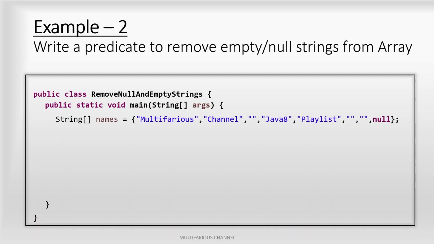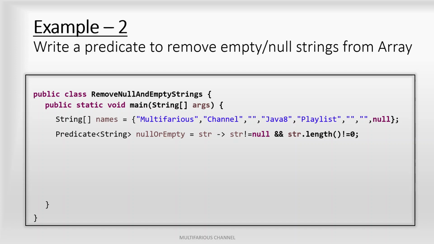So here I will write a predicate that will tell me whether the string I have passed to it is null or not, or whether the string I have passed to it is empty or not. So let's write a predicate for this. Predicate of type String that takes a string s and checks whether the string is null or the length of the string is 0. If the string that we have passed is null or empty, then it will return false, and if the string is not null and not empty, then it will return true. Now here I will not directly test and print it to the console.